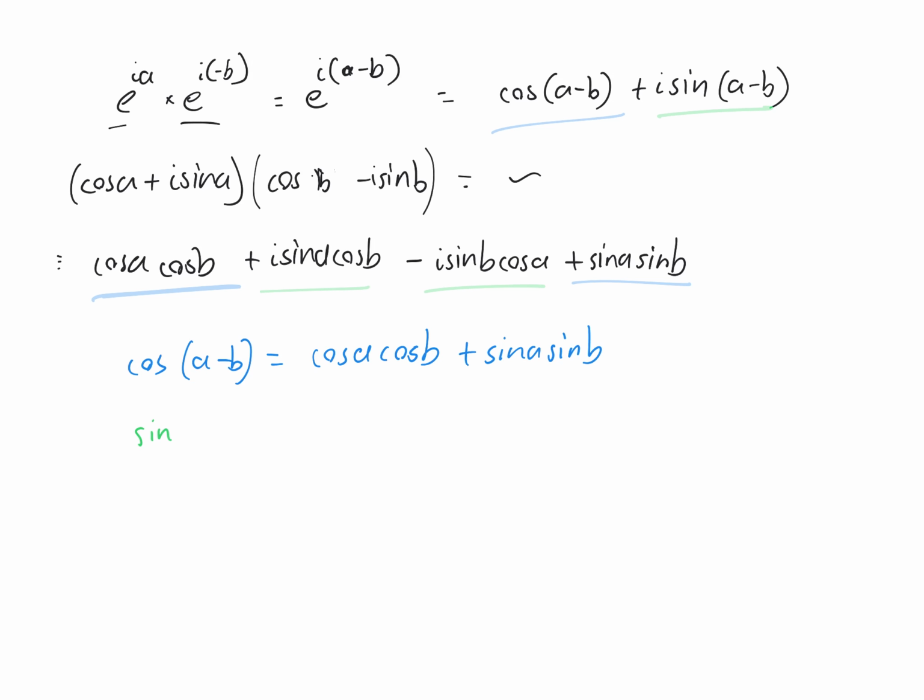And here we go. The last one is sine(A minus B) equals sine A. Oh sorry, I copied the wrong one. Yeah, these two are the imaginary ones. So sine(A minus B) equals sine A cos B minus sine B cos A.